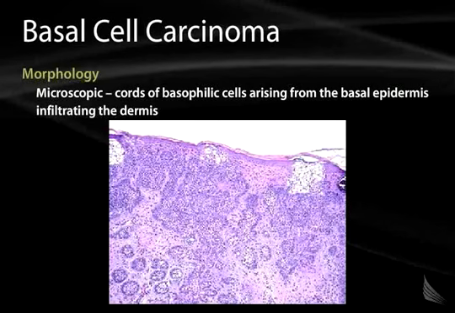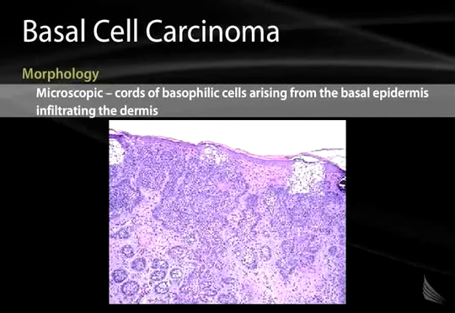Here's an example of basal cell carcinoma under the microscope. Note the proliferation of basophilic cells arising from the basal epidermis and pushing down into the dermis. These cells resemble the stratum basale of normal skin, hence the name basal cell carcinoma.